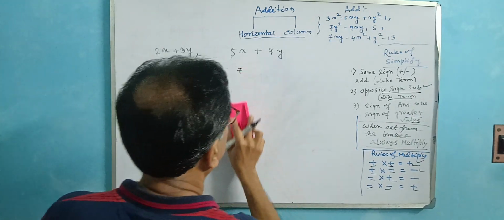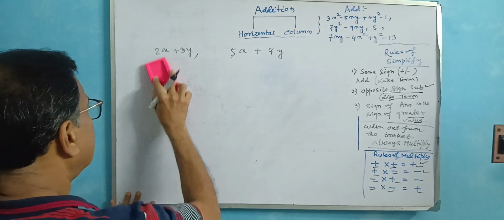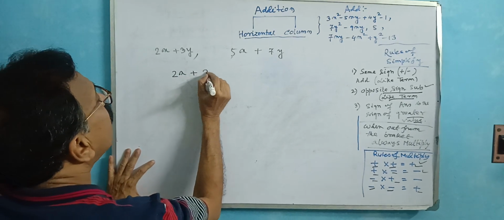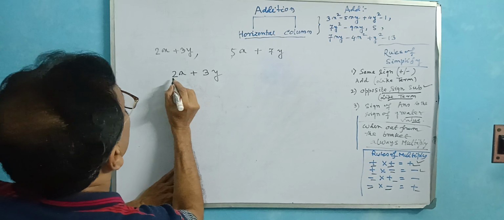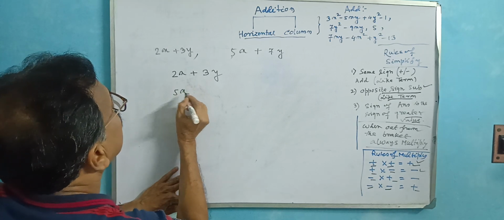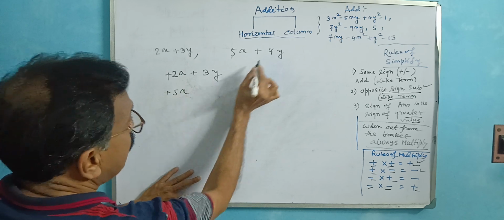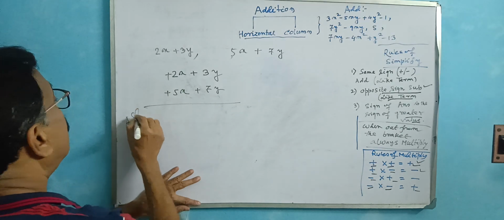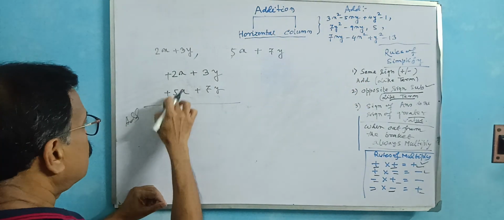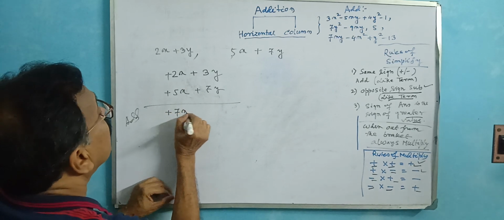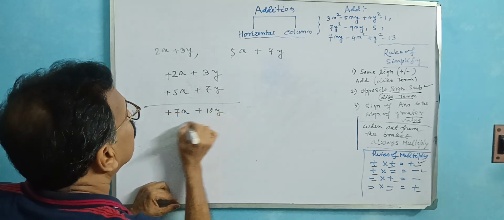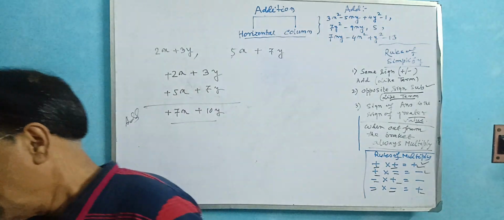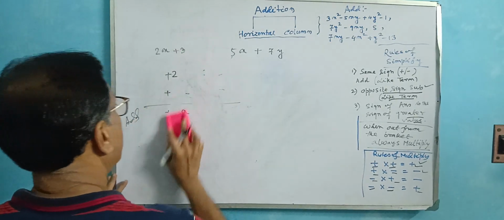Now if you do this in the column process, you write it in this way: 2x plus 3y, and here is 5x, 2x, under the same term x. There is no sign, that means plus, and here is plus 7y. You add, but the rule is same sign add, so plus 7x, same sign add plus 10y. This is actually called the column process, and previously this was called the horizontal process. Okay, the very important thing is this.